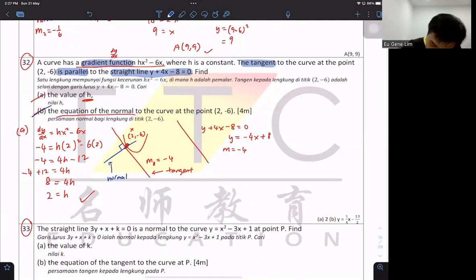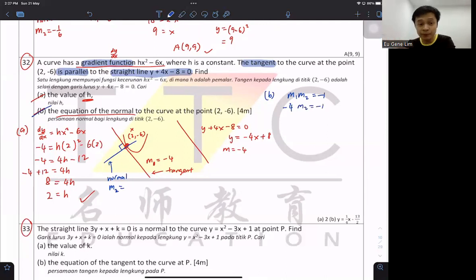So you want to find the equation of the normal, what do you need? Of course, you need the gradient, right? The normal gradient is m2. Means you have to find m2, right? Let's do m1 m2 first. So m1 m2 equals negative 1. m1 is negative 4. Then you can find m2. Times bring over divide. So m2 equals negative 1 over negative 4, which is 1 over 4. Normal gradient m2 is 1 over 4.